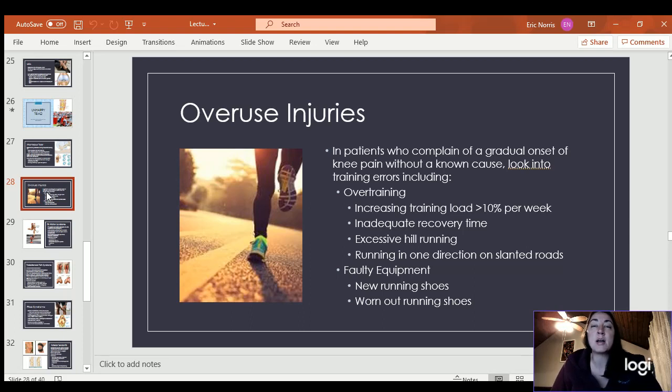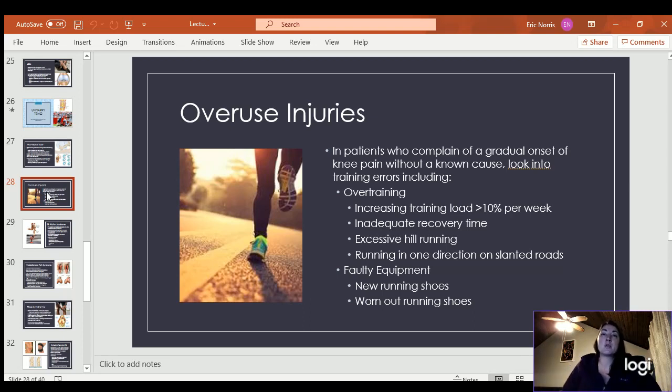That's one reason why at different tracks, a lot of times they'll have certain days that you go one direction and then other days you go the opposite direction. But even if you're running from your house and you always turn to the right and do a big loop around and come back towards the left, next time if you can, turn to the left and do the opposite direction, to try and avoid that training error.